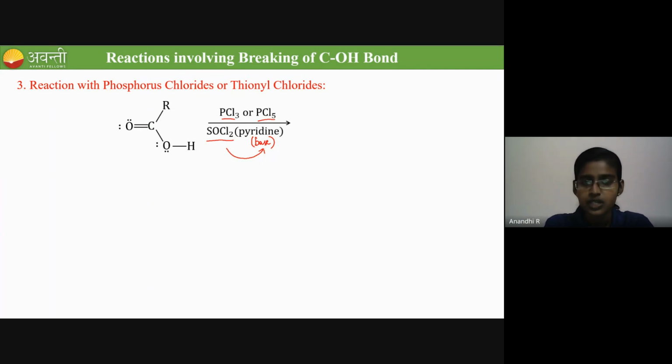Here the OH group will be converted to the Cl group. From where does the Cl come? It comes from the PCl3 or PCl5 or SOCl2. Those three reagents are the source to provide the Cl group. So what is the formula for the product? It is RCOCl, which is called acid chloride.